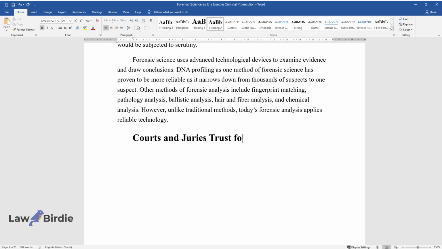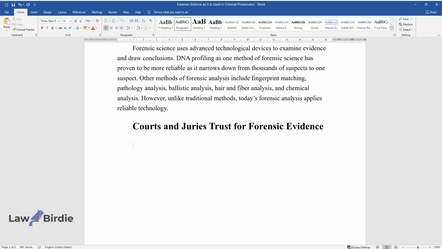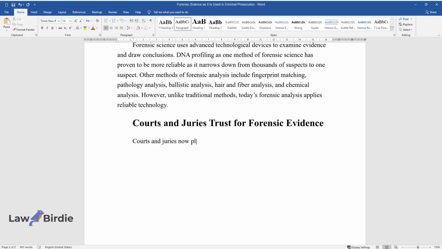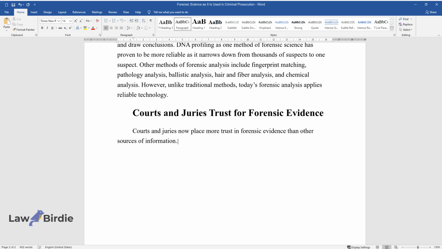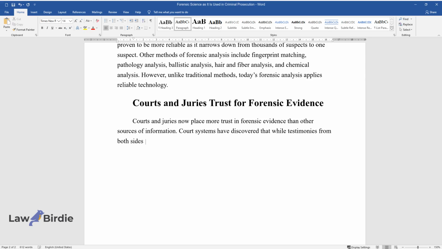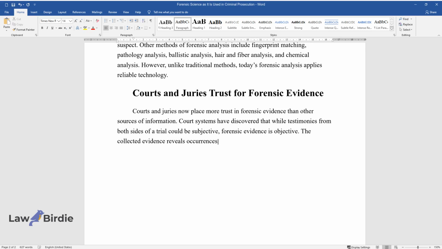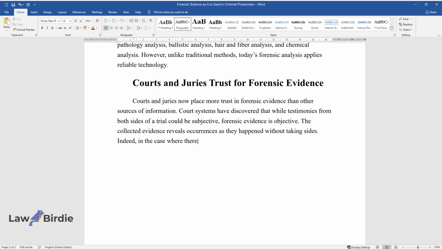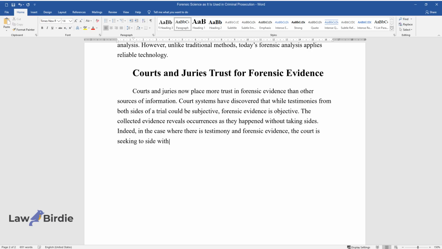Courts and juries' trust for forensic evidence. Courts and juries now place more trust in forensic evidence than other sources of information. Court systems have discovered that while testimonies from both sides of a trial could be subjective, forensic evidence is objective. The collected evidence reveals occurrences as they happened without taking sides. Indeed, in the case where there is testimony and forensic evidence, the court is seeking to side with the evidence.